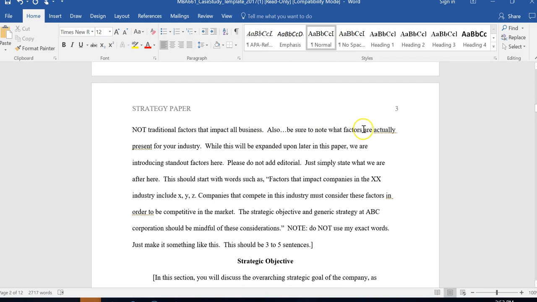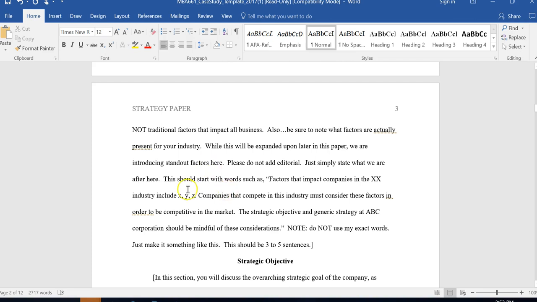Another note is, what are the factors that are actually present for your industry? One of the things that a lot of people do is they say, one of the things that could pop up for ABC Corporation is this. No, we're not talking about that. This is an assessment. This is an analysis. So I want you to look at this company and say, this is something that is definitely happening at this time for this company or companies in this industry.